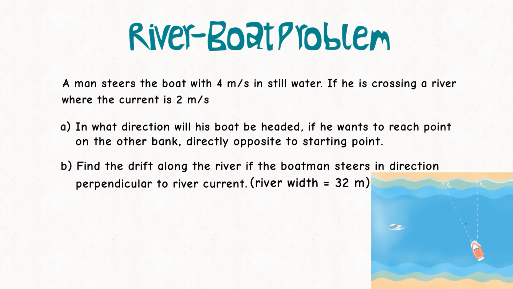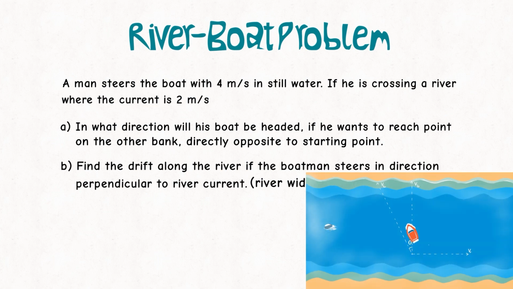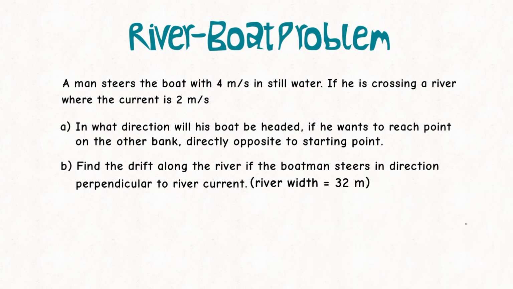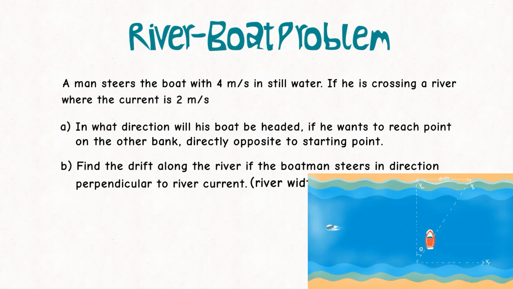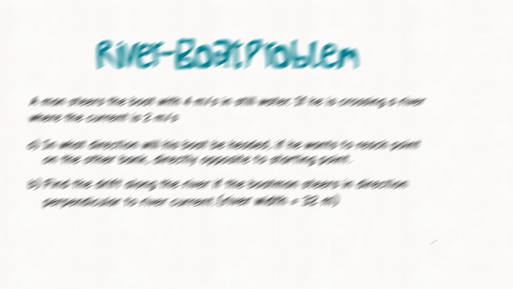A. In what direction will his boat be headed if he wants to reach a point on the other bank, directly opposite to the starting point? B. Find the drift along the river if the boatman steers in direction perpendicular to river current.